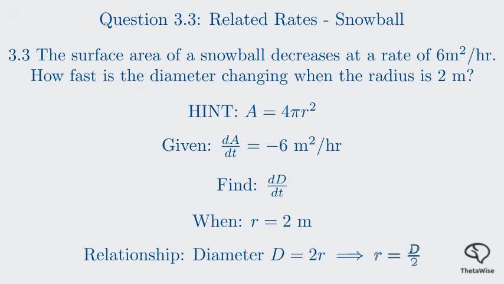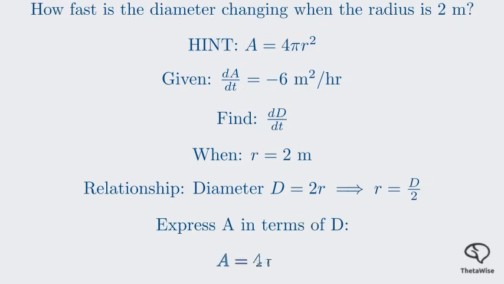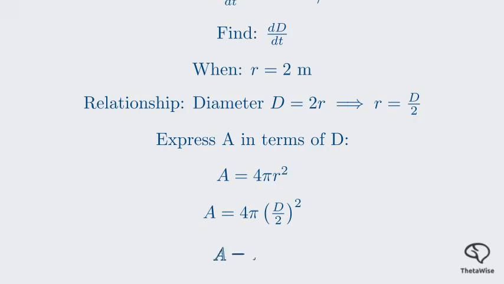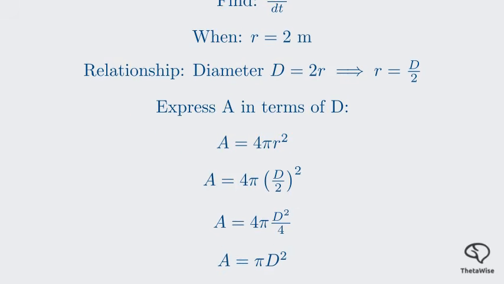The fundamental relationship between diameter D and radius r is that the diameter is twice the radius. This means r is D divided by 2. Now we can express the surface area A directly in terms of D. This is a crucial step that simplifies the differentiation. We start with the formula A equals 4 pi r squared. We substitute D over 2 for r. Squaring D over 2 gives D squared over 4. The 4 in the numerator and denominator cancel out, leaving us with a simple and elegant formula, A equals pi D squared. This matches the memo.